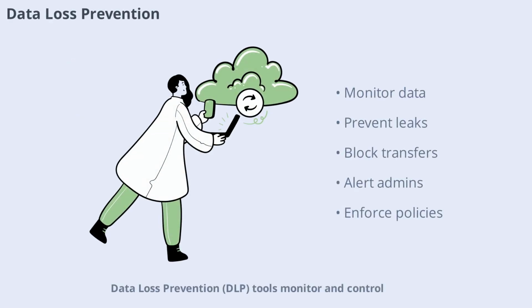Data loss prevention (DLP) tools monitor and control the movement of sensitive information to prevent leaks. DLP solutions can block unauthorized transfers, alert administrators, and enforce policies. These tools are especially important for protecting intellectual property and personal data in regulated industries.